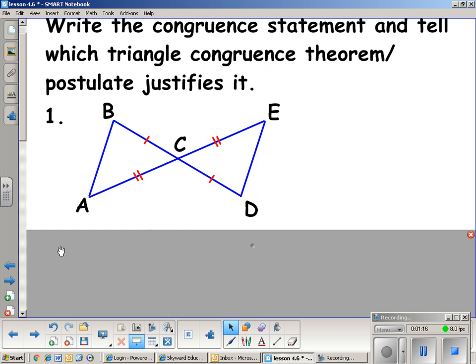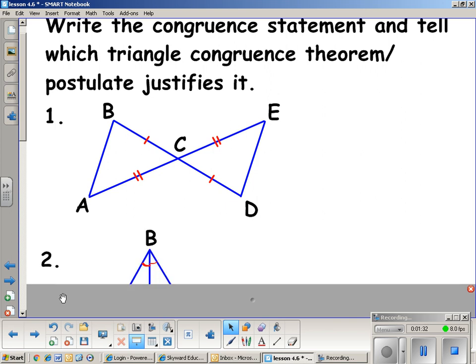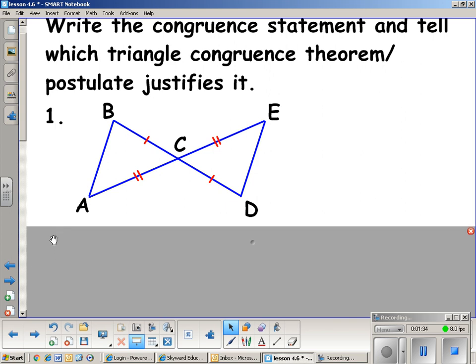Okay? So in this picture right here, first of all, let's write the congruent statement. We're not going to actually write a proof. We're just going to state the congruent statement and tell why they're congruent. Okay?